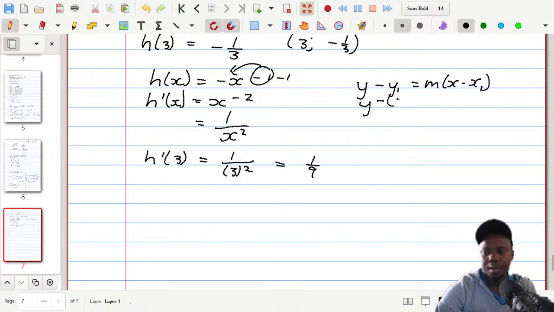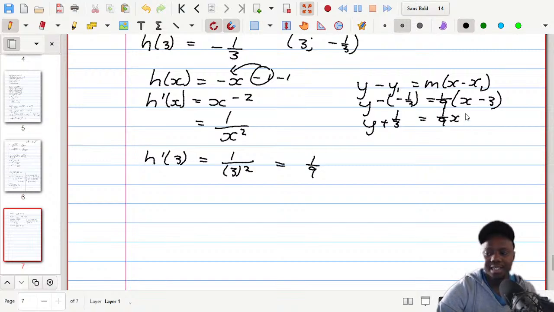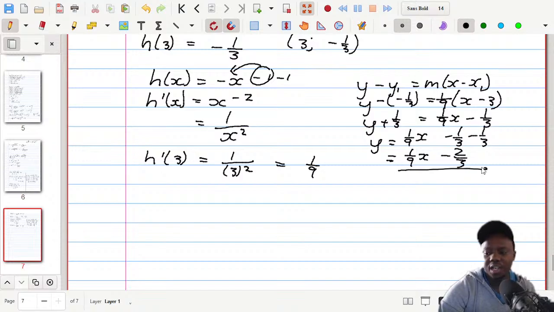y minus -1 over 3 is equal to 1 over 9 into x minus 3. This will give us y plus 1 over 3 is equal to 1 over 9x, then 1 over 9 times -3, that's -1 over 3. y is going to be equal to 1 over 9x minus 1 over 3 minus 1 over 3, which will give you 1 over 9x minus 2 over 3, and that's our equation of the tangent.